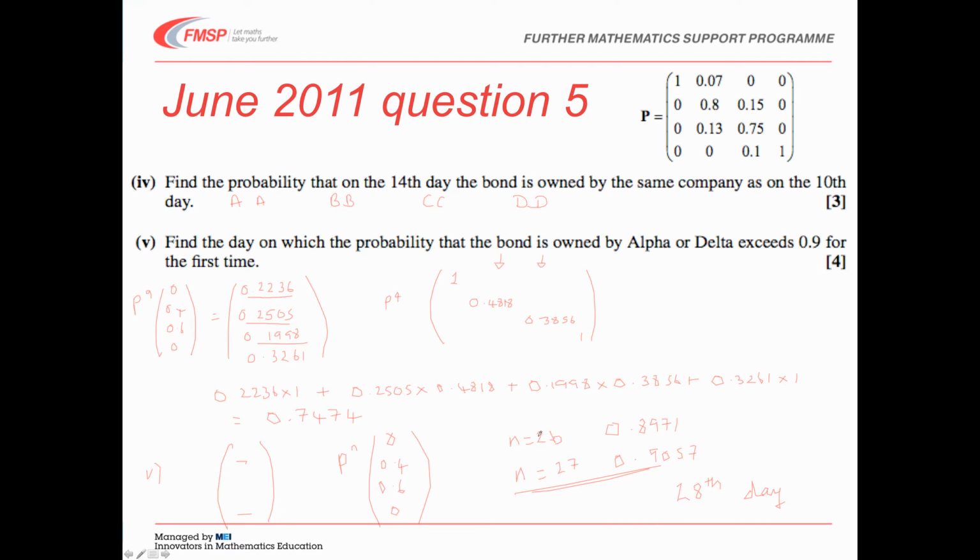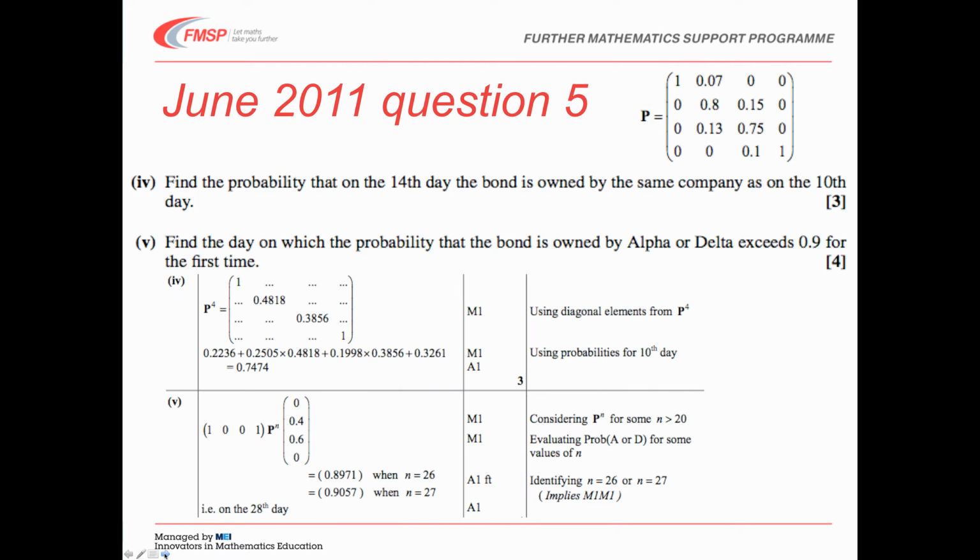Evaluating the probability for some values and identifying 26 or 27 and 1 for the 28th day. Okay. So even if you just wrote down the 27, it's good form to write down both of them and show that you know that that's the first day on which it happens. Okay, and that's the mark scheme for those 2 questions, so you can see it written out nice and clearly and where the marks come from.